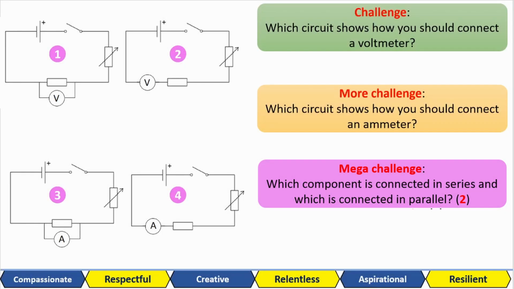We should connect voltmeters the way you see it in circuit 1. And we should connect ammeters the way you see it in circuit 4. This next one's a bit trickier. Ammeters are connected in series. That means within the same loop of wire. But voltmeters are connected in parallel, so they're branched off in a separate wire.